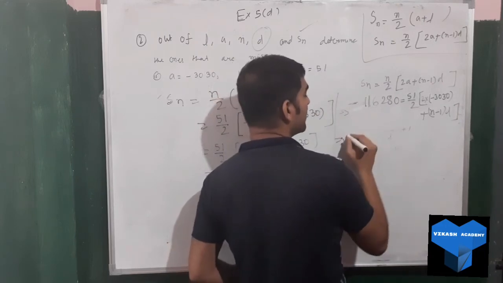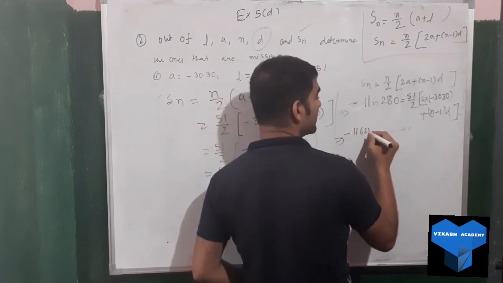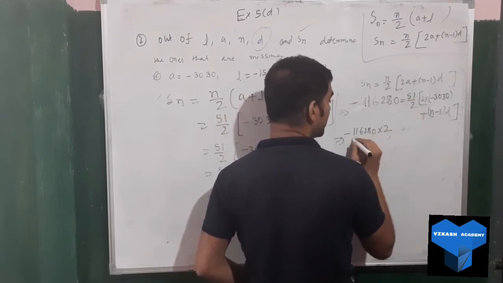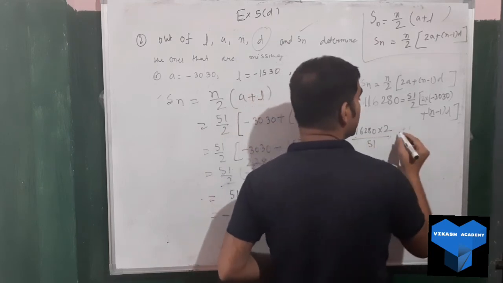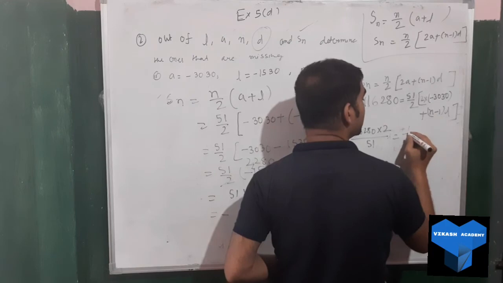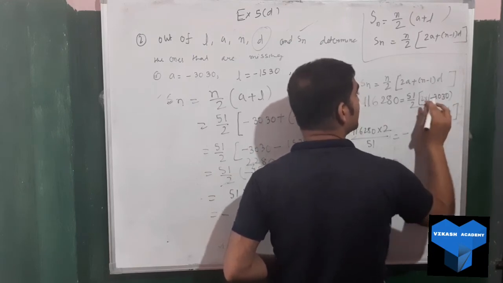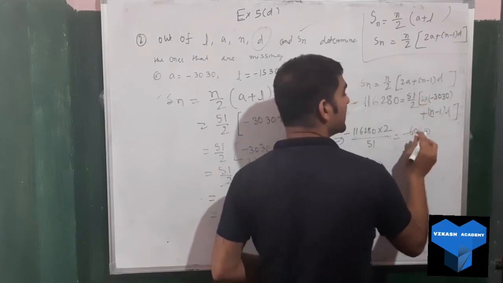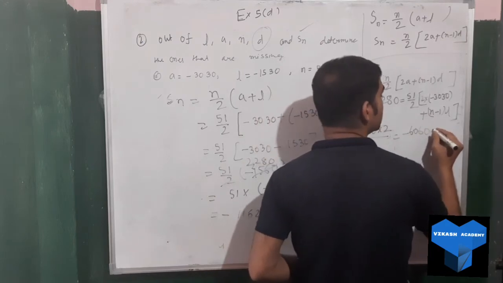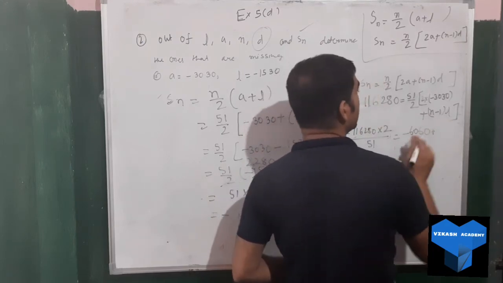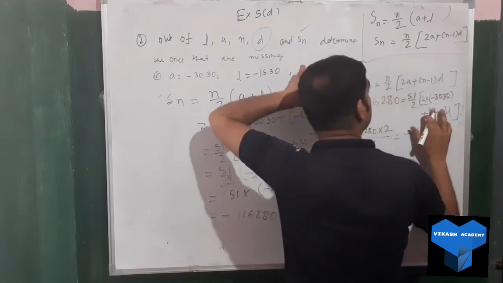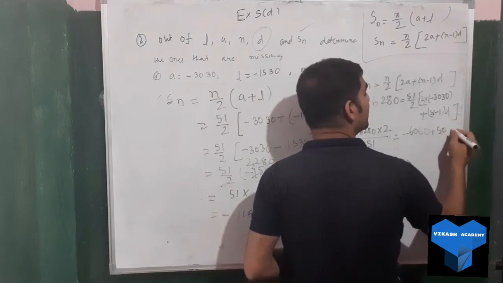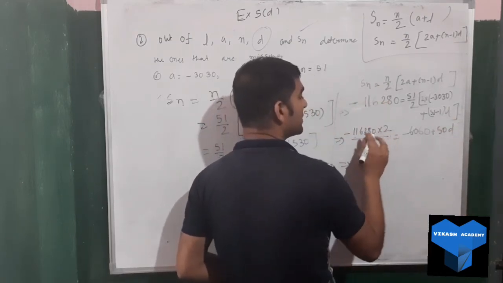Next, you will write minus 116280. Then the 2 is dividing here, so if you bring it to the other side, it will multiply, and 51 will be dividing. Multiplying 2 with this, we get minus 60 60. Now n minus 1, with n as 51, 51 minus 1 will be 50d.